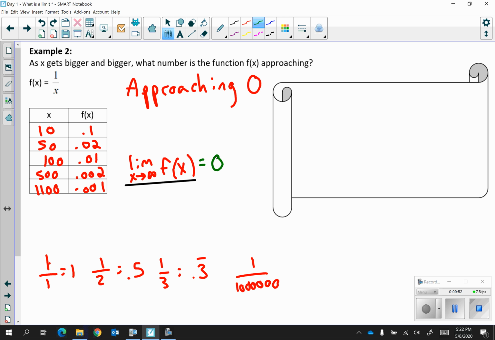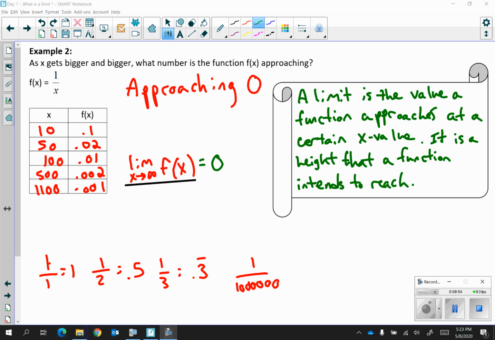Anyway, actually defining what a limit is. So a limit is the value a function approaches at a certain x value. Now in this case, I made my x value infinity because I wanted to look at the limit as we get larger and larger. You do not have to do that. You can say the limit as x approaches 3, and we're going to get to that in another video.